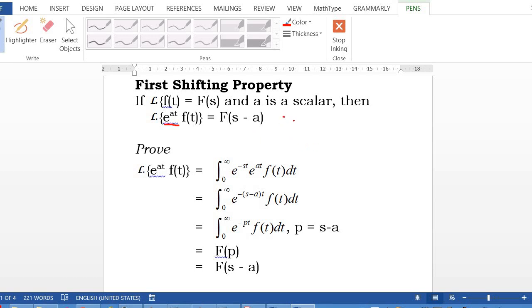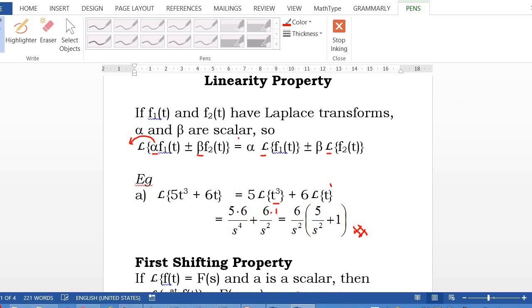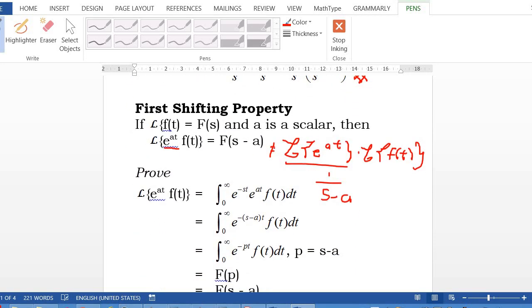Don't try to break your Laplace symbol if you have a product form. Don't break it as the Laplace transform for exponent at multiplied by the Laplace transform for your f(t). You know the Laplace transform for exponent at is actually 1 over s minus a, but if you have a product form, you cannot break the Laplace transform like what you do when you have plus minus. If you have plus minus, you can break it, but for multiply or divide, you cannot break the symbol of Laplace transform. This is wrong.